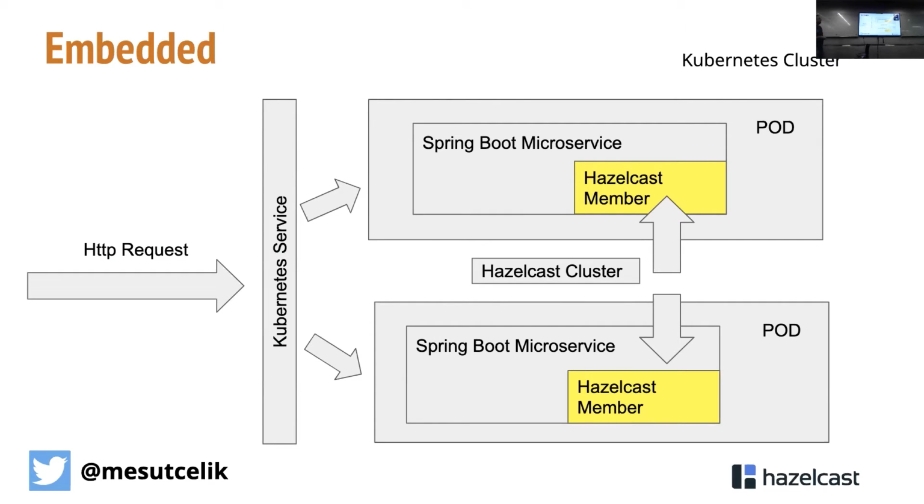This one is embedded. This is the simplest Kubernetes cluster components that you can see. An HTTP request comes in, it is terminated by a Kubernetes service, which is probably a load balancer, and then it directs the request to a microservice.